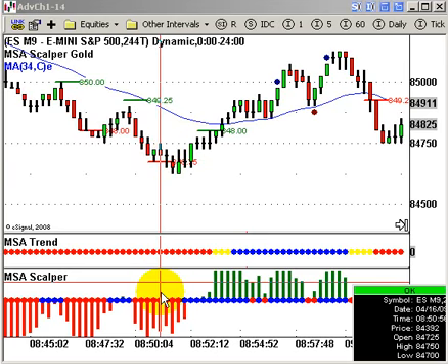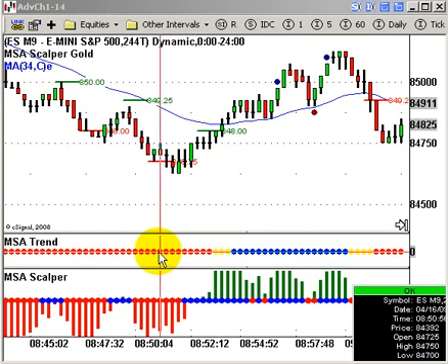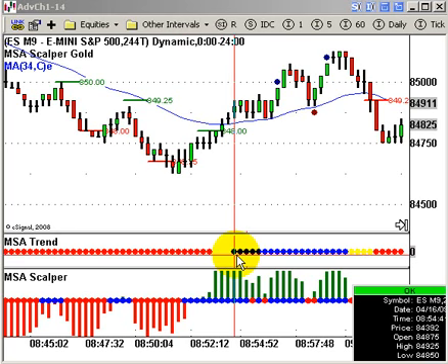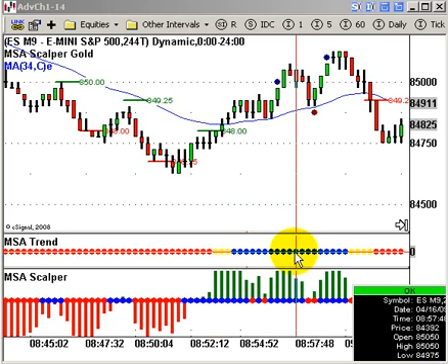Got three parts to this system. Here's your MSA trend. When the trend is red, you're only looking for short trades. When it's yellow, it means the trend is neutral or no trend, and you can go long or short. And if it's blue, you're only looking for long trades, so the trend is long. So if you get a short trade setup and the trend is blue, you pass on the short trade because the trend is long. So that's fairly simple. This trend is a filter.